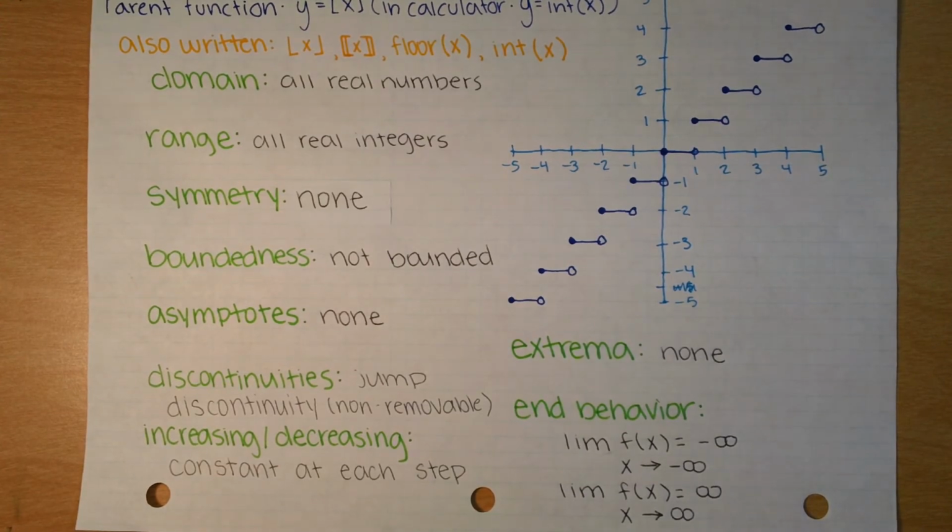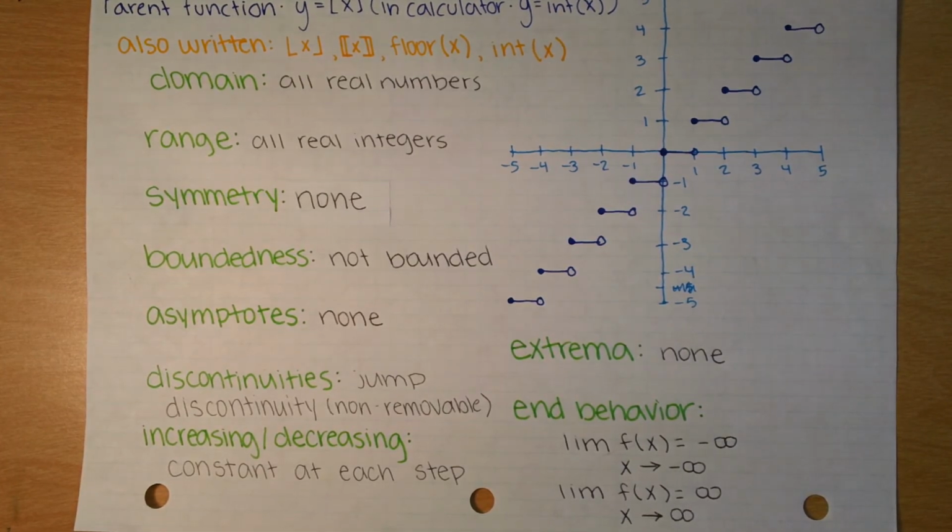The end behavior of this function is as x approaches infinity, y approaches infinity, and as x approaches negative infinity, y approaches negative infinity. In order to graph this function, you round all numbers down to the greatest integer. For example, to find the y value for x equals 1.5, you round it down to 1, thus getting the point (1.5, 1). You graph it as the integer which is less than or equal to the value.